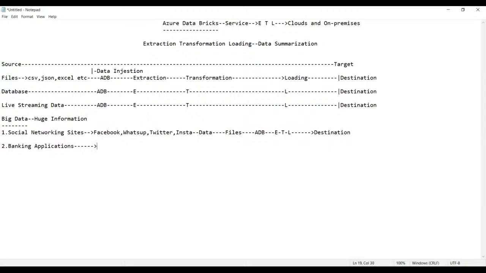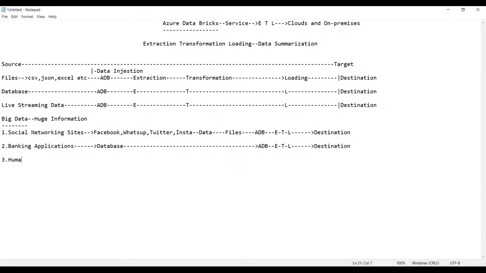Whenever you have a banking application, the data will be stored in the form of databases only, guys. From the databases we pull in the data, again the same process. Using the ADB, Azure Databricks, we perform the job of extraction, transformation, and loading. And finally, once we load it, it will be sent towards the destination.